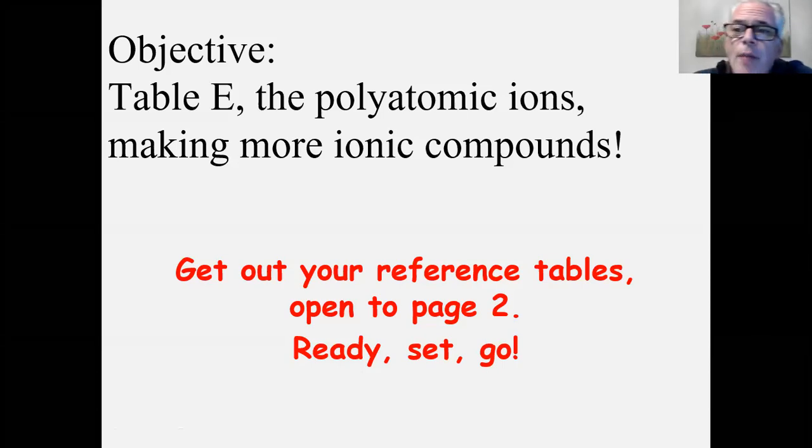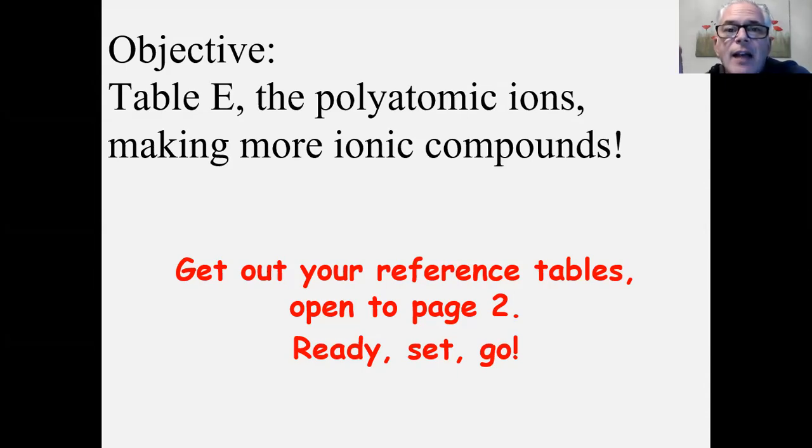Table E lists what are called polyatomic ions. Polyatomic means more than one atom. Two or more atoms bonded together that either lose or gain electrons and act as a single ion. They're groups that act like a single ion. They have a single charge. They act together. Atoms handcuffed together.